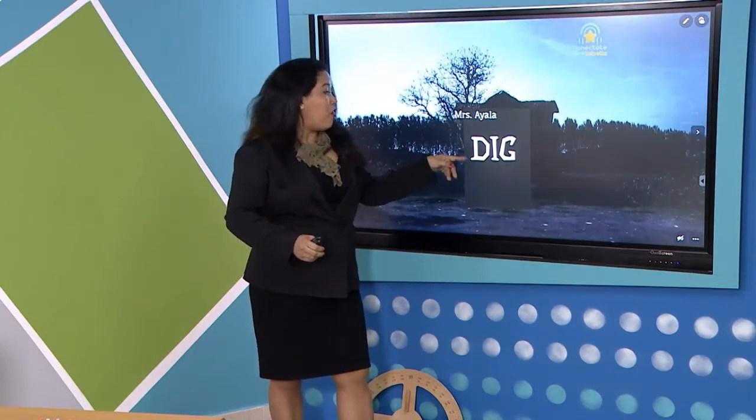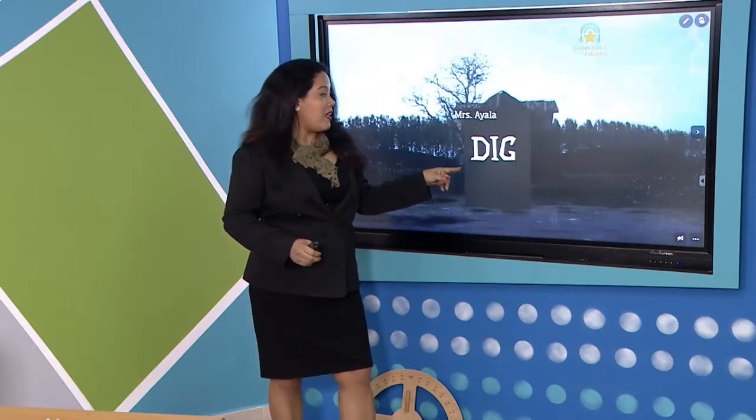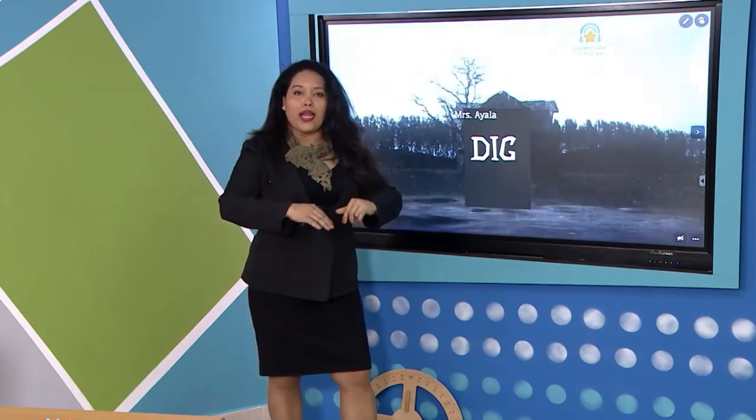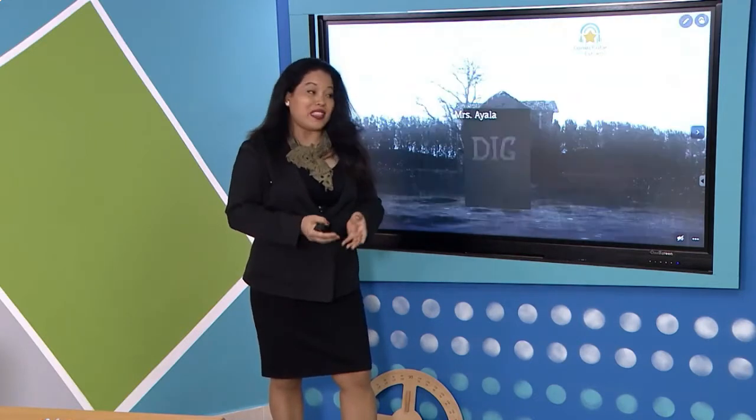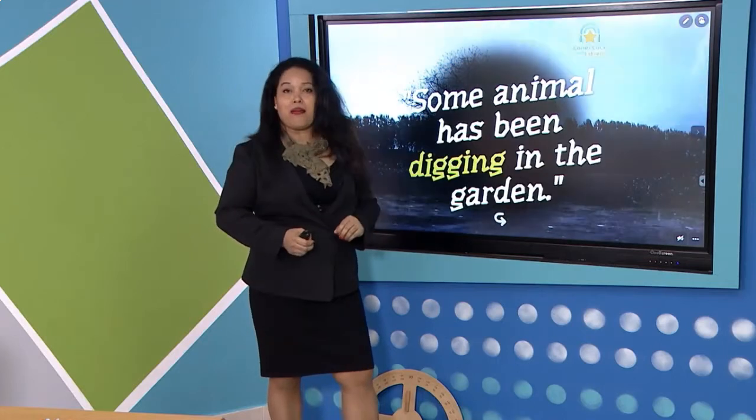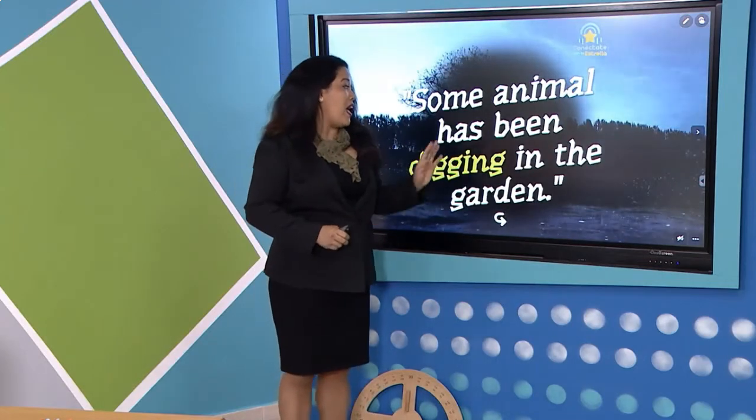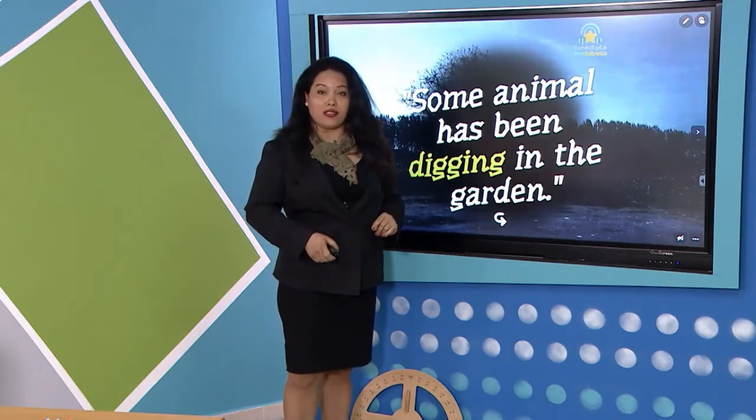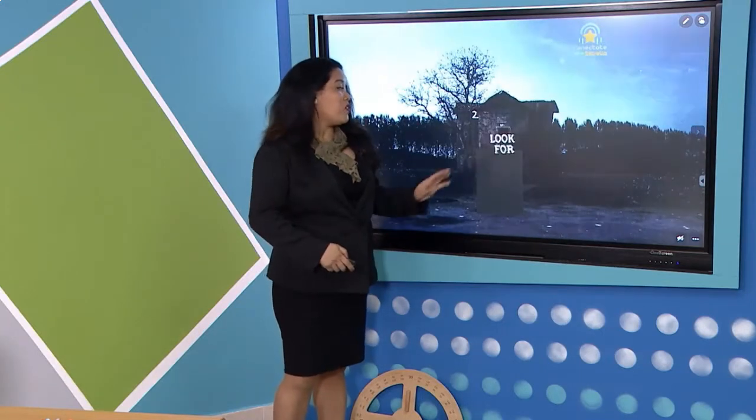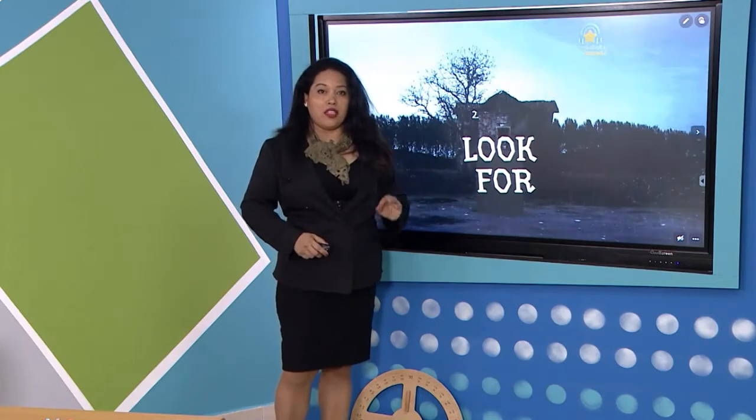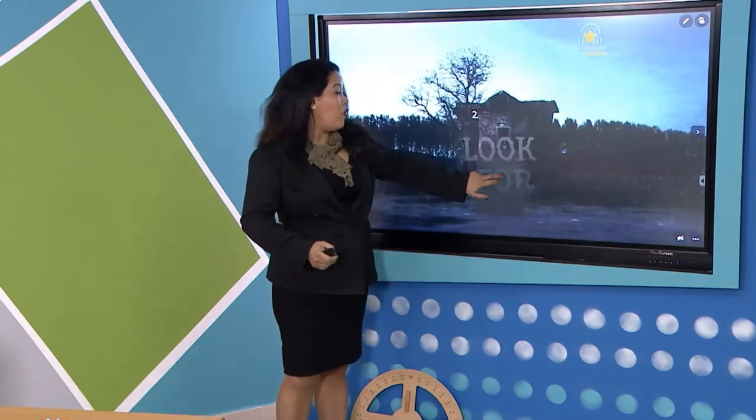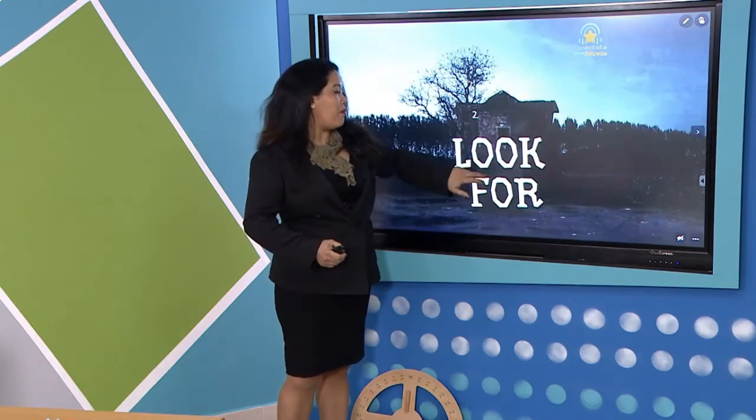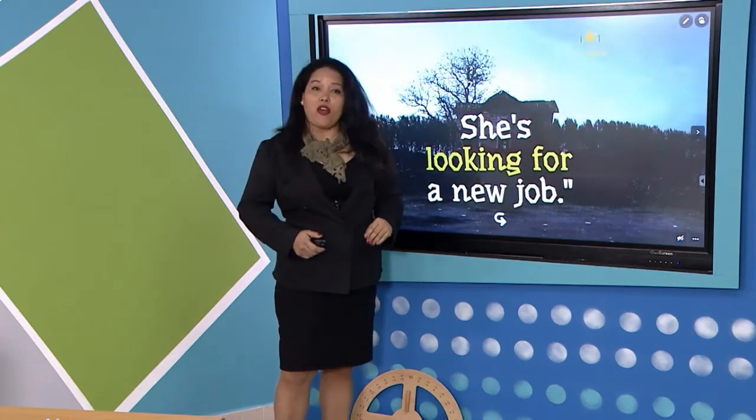examples. The first one is dig. Dig is to move soil, sand, or snow in order to create a hole. Dig. Look at this example. Some animals have been digging in the garden. The next word is look for. Look for is to try to find something or someone. Look for. Look at the example. She is looking for a new job.